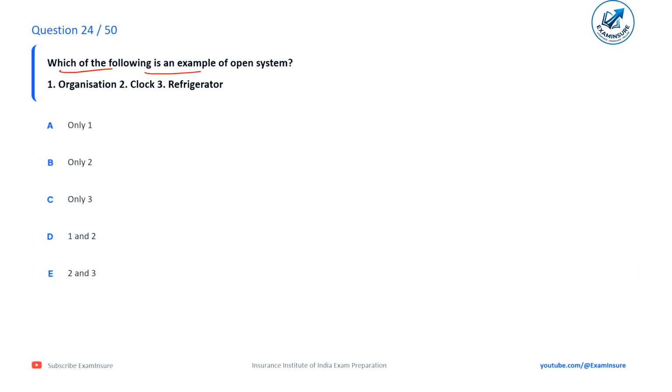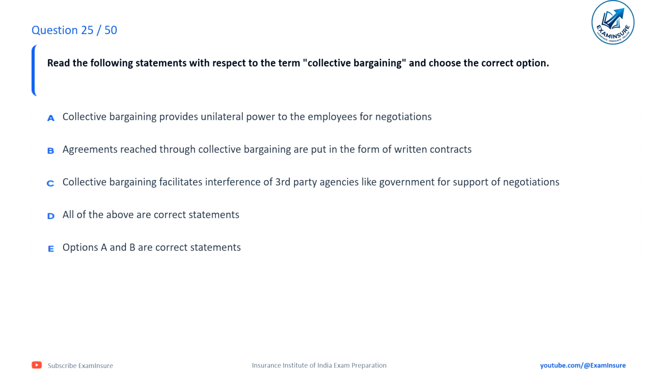Which of the following is an example of open system: organization, clock, and refrigerator? So a correct answer is organization is the example of open system.